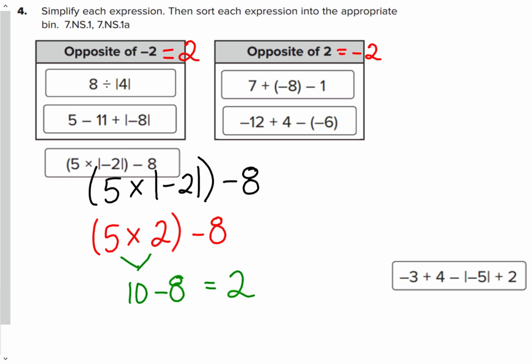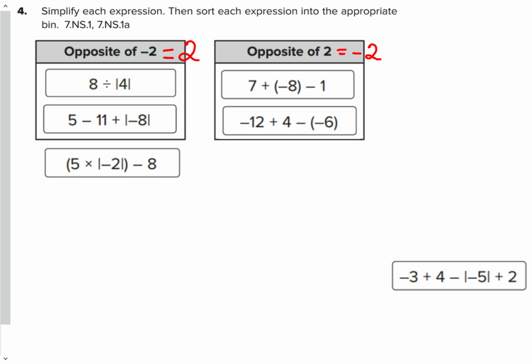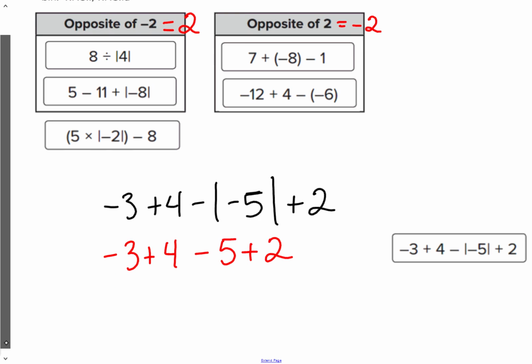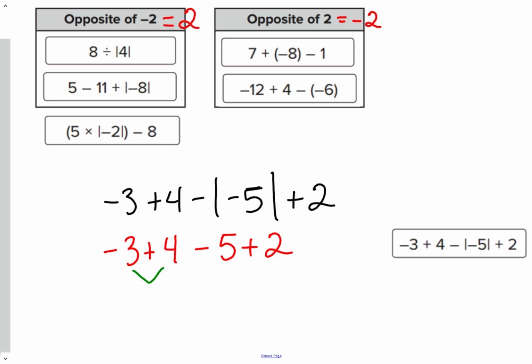All right, last one. We have -3 plus 4 minus the absolute value of -5 plus 2. Okay, that's a lot. Multi-step. Okay, let's start with the absolute value first. Absolute value of -5 is +5 because it's 5 units away from 0, even though it's to the left. Okay, so now we're going to get into our addition. So -3 plus 4, they have different signs. So we're going to subtract them. 4 minus 3 is 1. I have more positives.